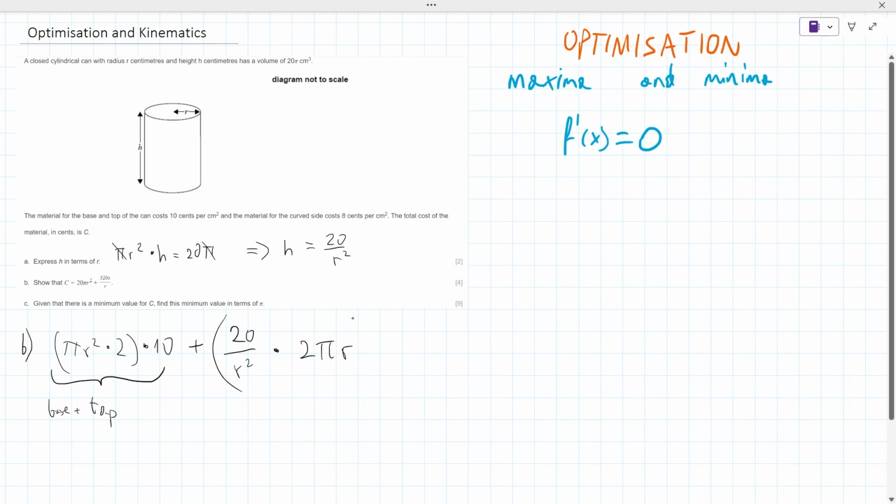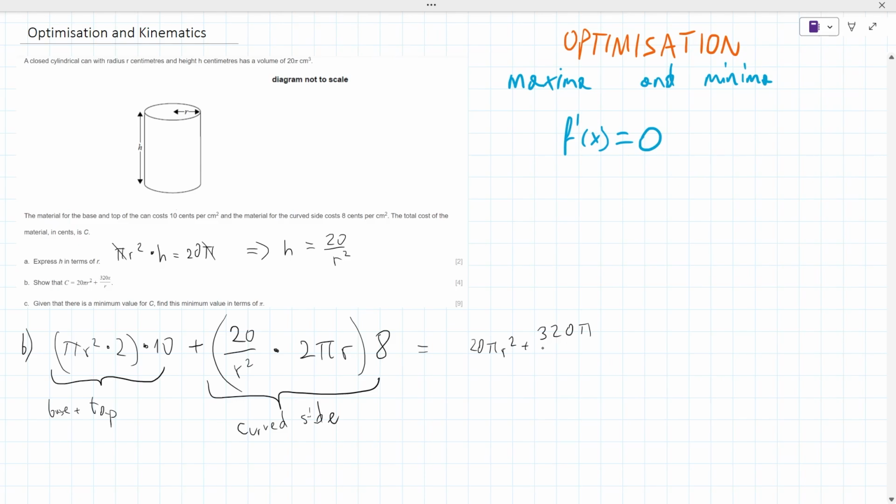And all this is to be multiplied by 8, because that's how much a centimeter cubed of the area here on the outside costs. When we simplify all this, you can check that it indeed comes up to 20 pi r squared plus 320 pi over r. Yeah, so this is our function for cost in terms of the chosen length of the radius.